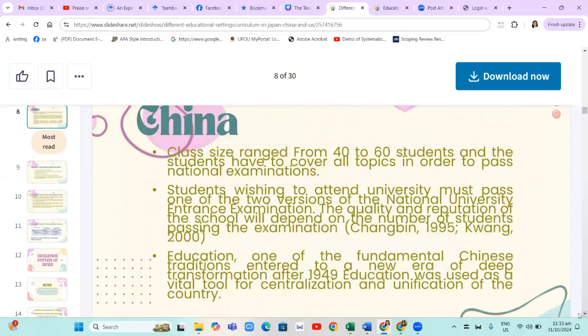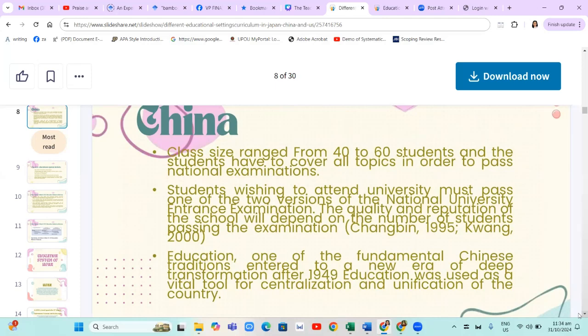The class size ranges from 40 to 60 students, and the class has to cover all topics in order to pass national examinations. Students wishing to attend university must pass one of the two versions of the National University Entrance Examination. The quality and reputation of the school will depend on the number of students passing the examination. This is according to Changbin and Huang.